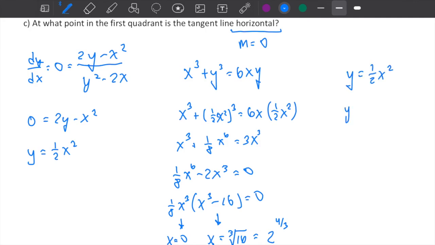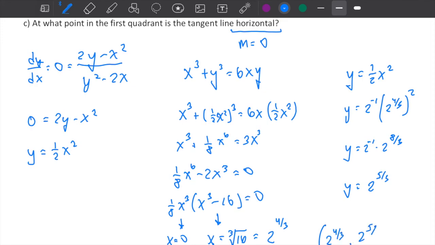So substituting in that coordinate, y equals, that's 1/2, is 2 to the negative 1. I've got 2 to the 4/3 raised to 2. So y equals 2 to the negative 1 multiplied by 2 to the 8/3. And so we have y is 2 to the 5/3. We've got this coordinate then, this point where our tangent line is horizontal: 2 to the 4/3, 2 to the 5/3. I would encourage you to use Desmos to actually verify that that is a point in quadrant 1 where the derivative is 0, where the tangent line is horizontal.